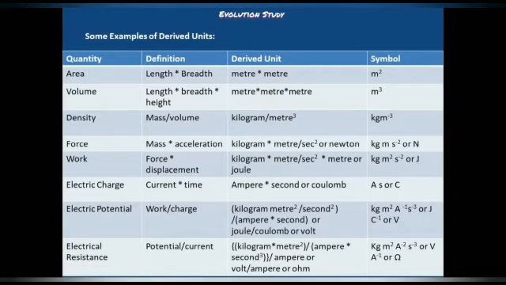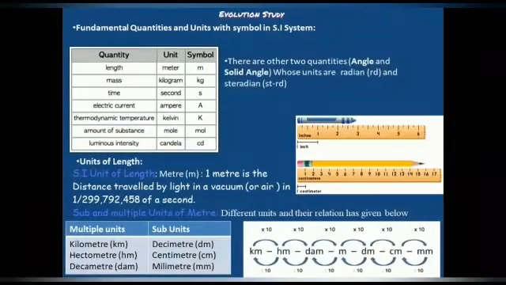Now let's talk about the fundamental quantities and the units with symbol in SI system. There are other two quantities, angle and solid angle, whose units are radian RD and steradian STRD. The quantities here are length and the unit is meter, so the symbol will be M. For mass, the unit is kilogram and the symbol is kg. For time, the unit is second and the symbol is S. And for current, the unit is ampere and the symbol is A. Now you need to go through this to remember them wisely.